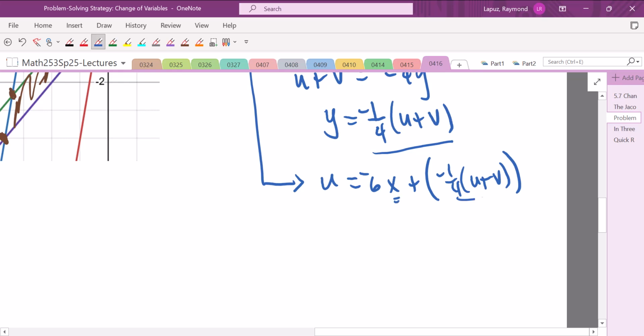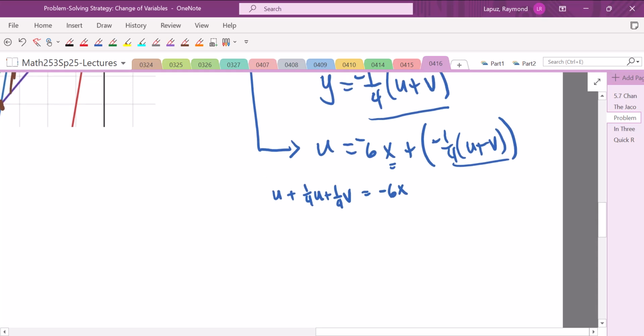I'll add this whole term to the other side. So I have a u, and this positive becomes a negative, or this negative becomes a positive. I got a 1/4 u plus 1/4 v is equal to negative 6x. Right? And then maybe I'll just write negative 6x is equal to 5/4 u plus 1/4 v, and I'll finish this off by solving for x.